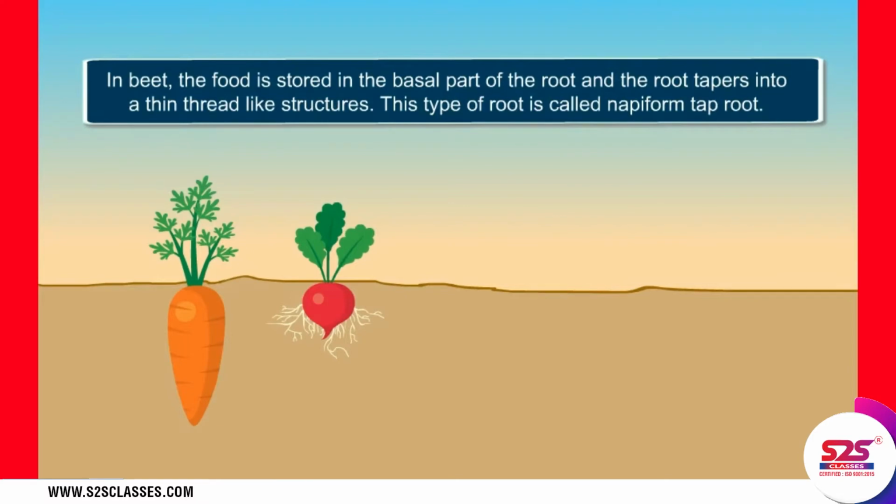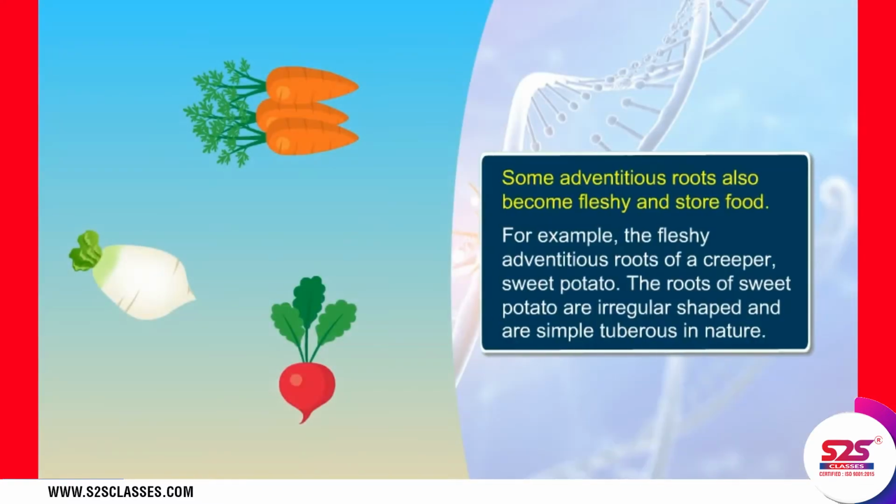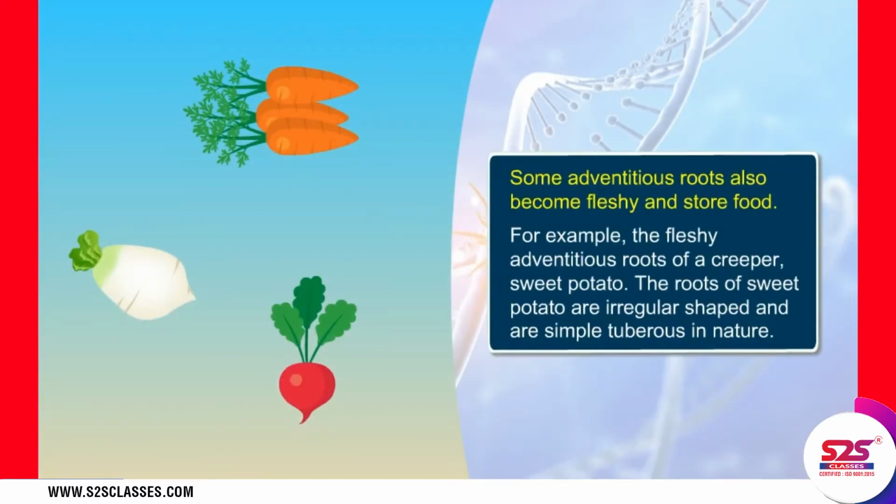In beet, the food is stored in the basal part of the root, and the root tapers into a thin thread-like structure. This type of root is called napiform taproot. Some adventitious roots also become fleshy and store food.